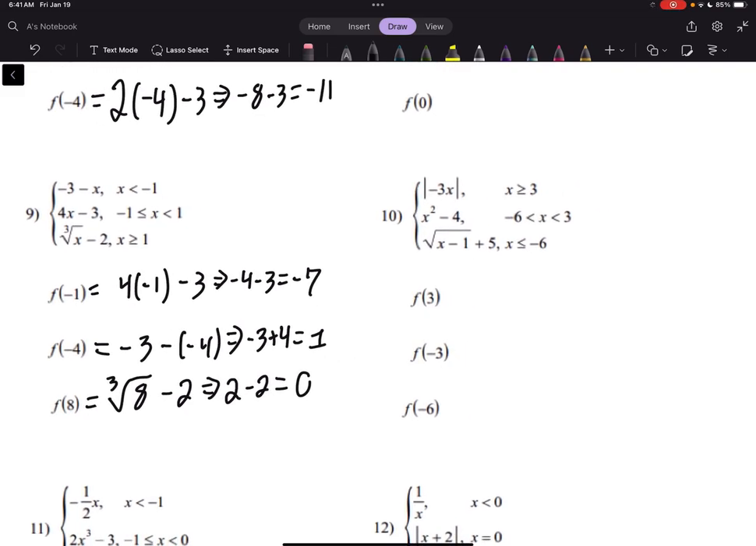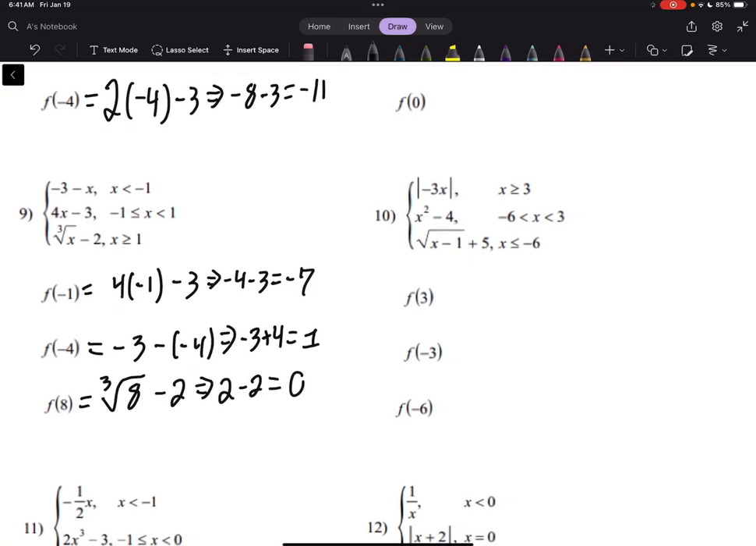F of 3. 3 is greater than or equal to 3, so it's the equal part. We're going to plug in the first equation. This is the absolute value of negative 3 times 3, which is going to give us the absolute value of negative 9, which is simply 9 units away from 0.